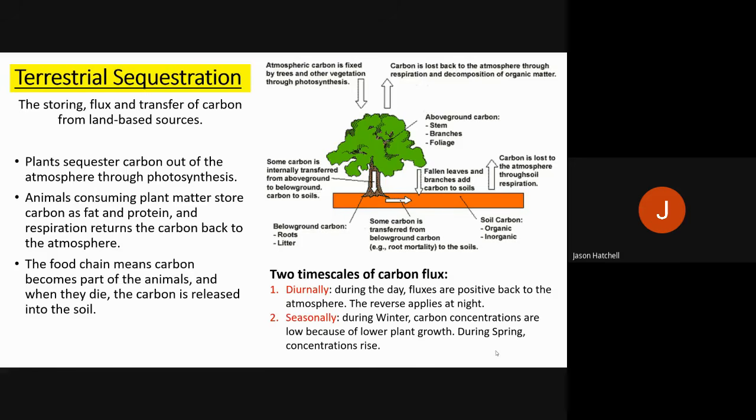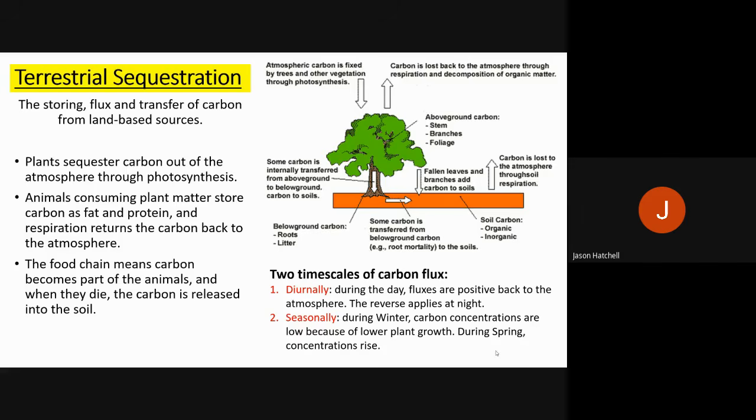Now, there are two timescales of carbon movement here that we're really referring to. So this is just two key things to remember in relation to timescales. The first timescale can be diurnally. Now, that means during the day, the fluxes are positive back to the atmosphere. So there is more carbon going back to the atmosphere than there is coming back to landscape. But the reverse then applies overnight because photosynthesis is not taking place.